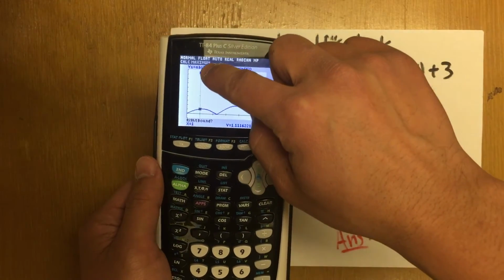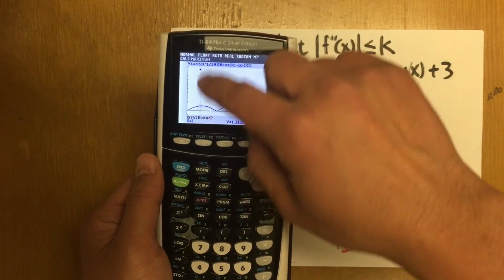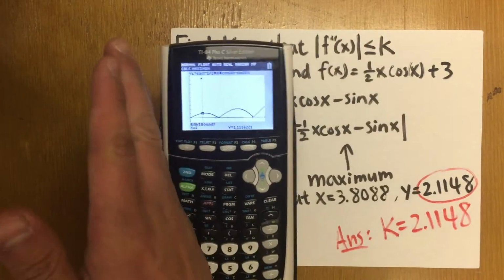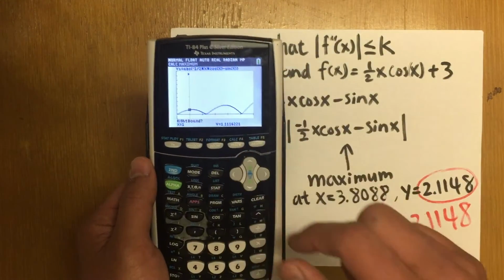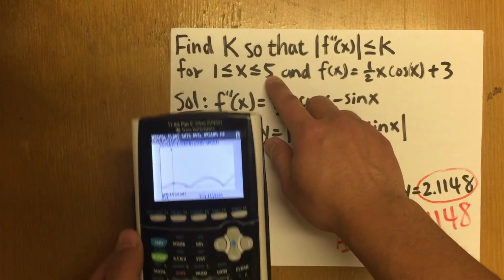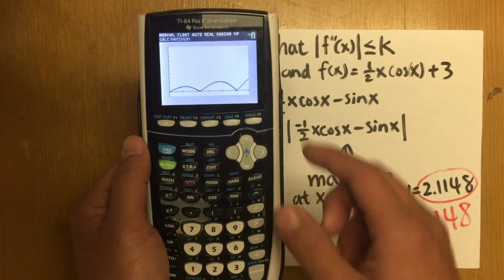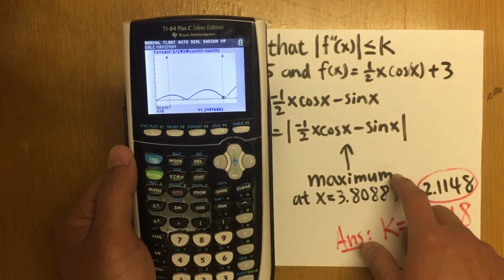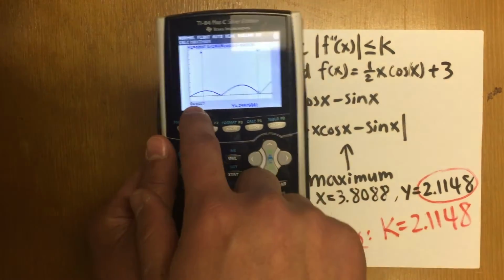And it shows you this vertical line on the calculator, and you can see why I chose 0 earlier, because I really just want to see the whole thing on this window. And now it's asking me for the right bound, which is 5. So press 5. So between 1 and 5, we're looking for the maximum.